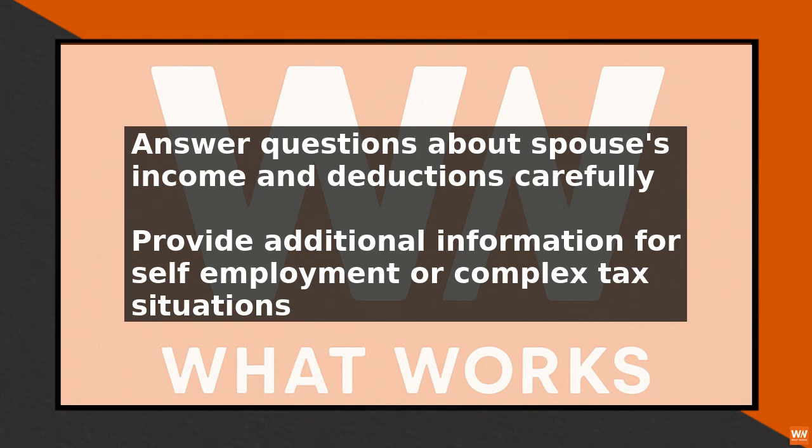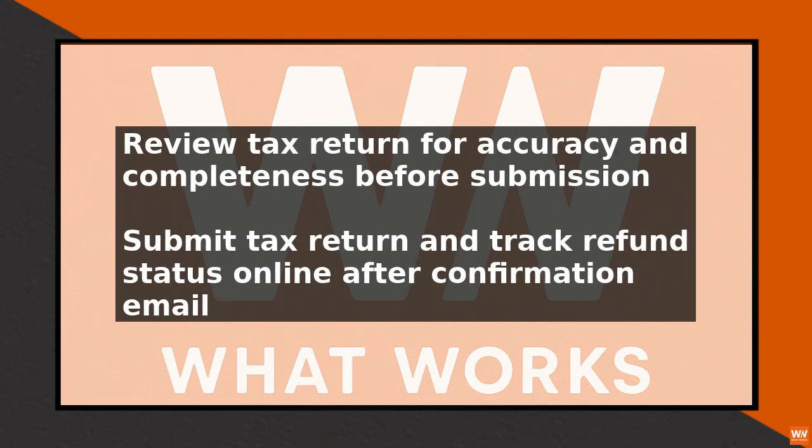After you have completed the spouse information section, review your tax return to ensure everything is accurate and complete. You can do this by clicking on the Review tab at the top of the screen. If you find any errors or discrepancies, go back and correct them before submitting your tax return.